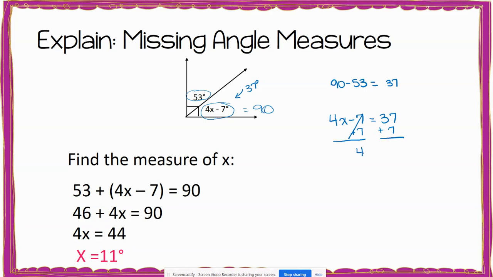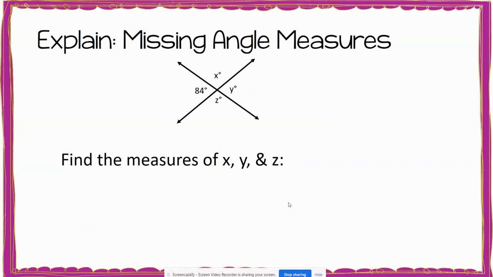These would cancel, and I would get 4x equals 37 plus 7, which is 44. Then to get x by itself, I would divide by 4 on both sides. These would cancel and leave us with x equals, and 44 divided by 4 is 11. So either way, you are going to get that x has a value of 11.